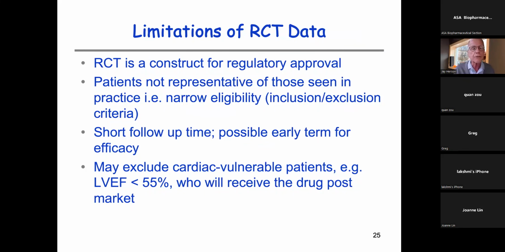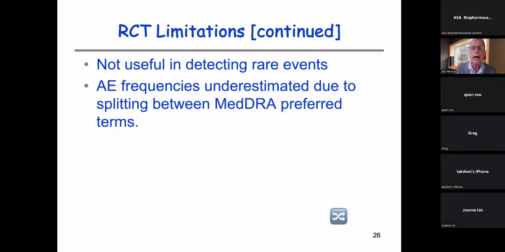So there are limitations of RCT data. First of all, it's a construct for regulatory approval. The patients are not representative of those seen in practice. There's a narrow eligibility, and we have to stick to inclusion and exclusion criteria. There's a short follow-up time, and there may be, in the trial, even early termination for efficacy, but then we have even less follow-up time. They may exclude cardiac vulnerable patients. For example, those with an LVEF less than 55 may not have been eligible for the trials, but they'll receive the drug post-market. And as we've said, it's not useful in detecting rare events.